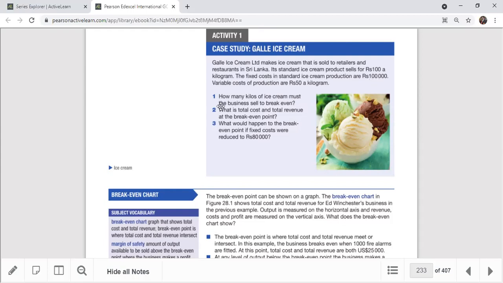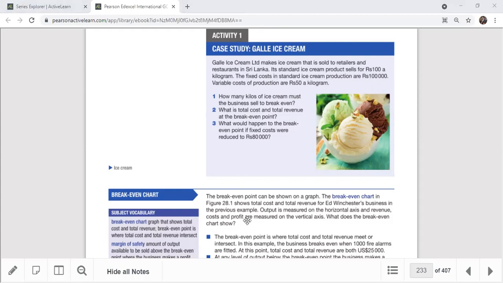Okay, question number 1, I'm asking this from Tevin. How many kilos of ice cream must the business sell to break even? Calculate the break even and tell me, Tevin. So it's 100,000 over the selling price, 100, minus the variable cost, 50. Yes, Tevin's answer is correct.